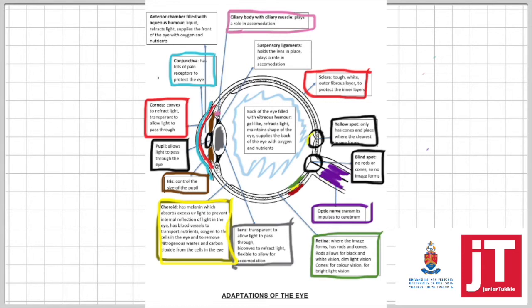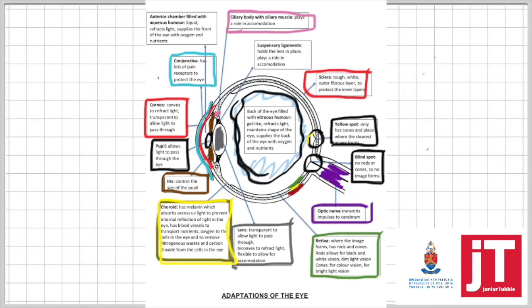Then the yellow spot, as you can see, is an indentation in the retina, and that's the place where the clearest image forms. The reason for that is because there are only cones. And so we know cones are responsible for bright light and color vision, so that's the place where the clearest image forms.